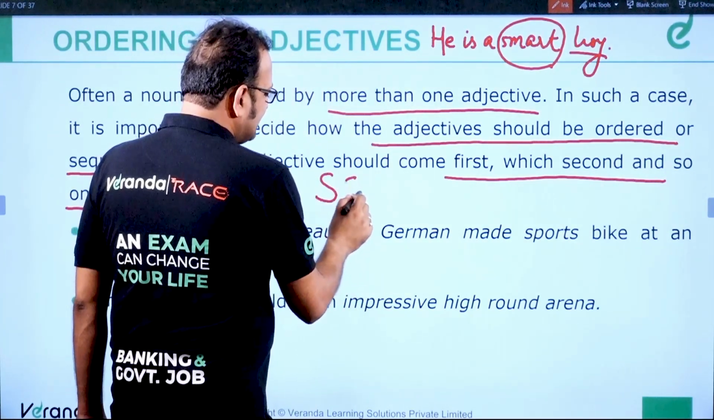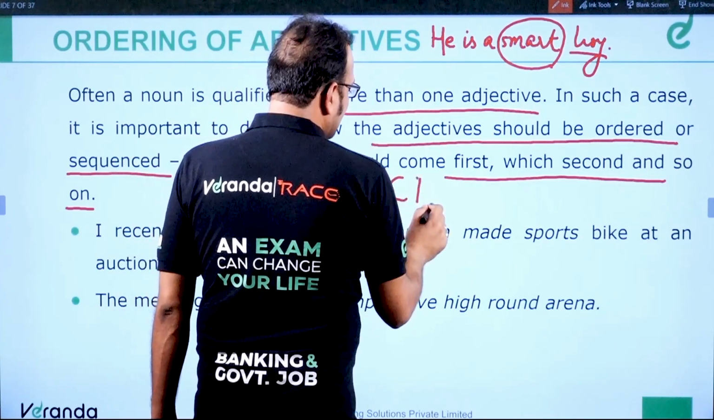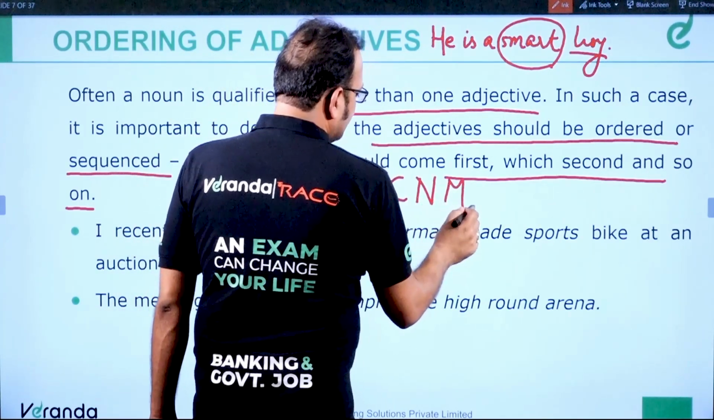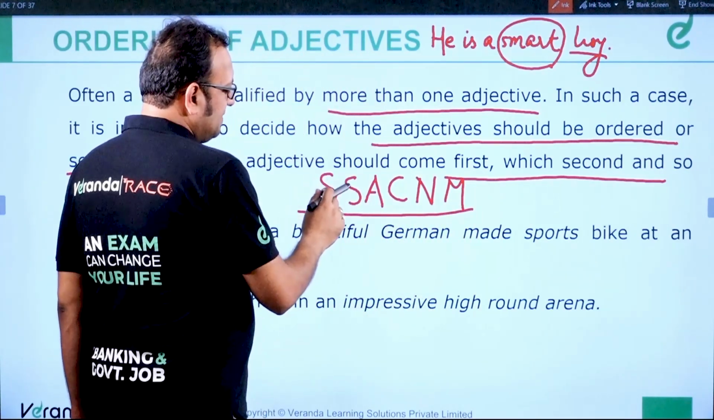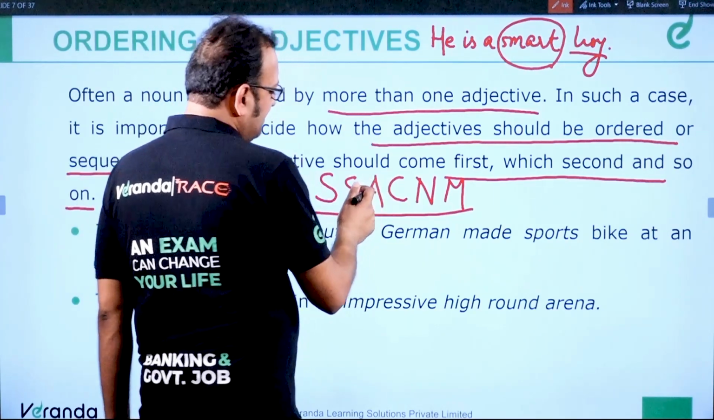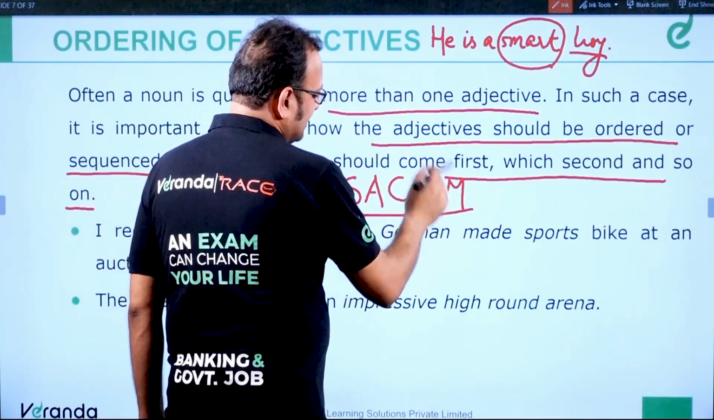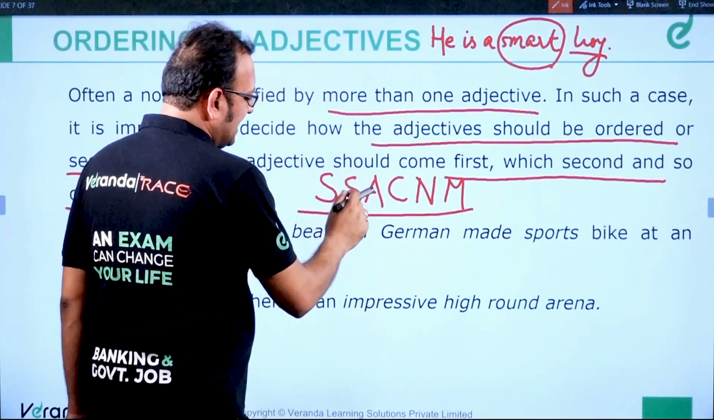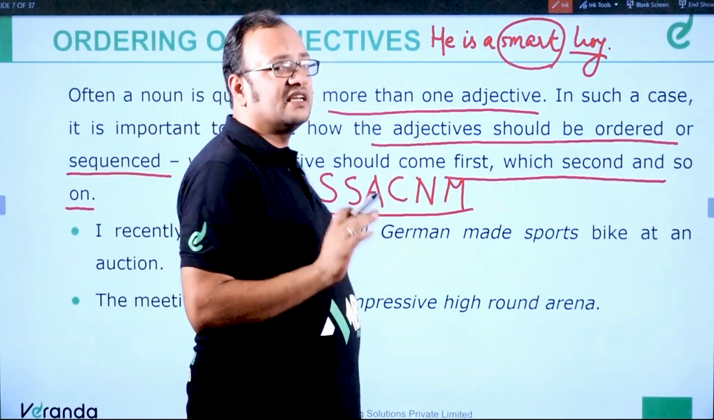S, S, A, C, N, M. This is the rule. Size, shape, age, color, nationality, and material noun. This is the way it is arranged.